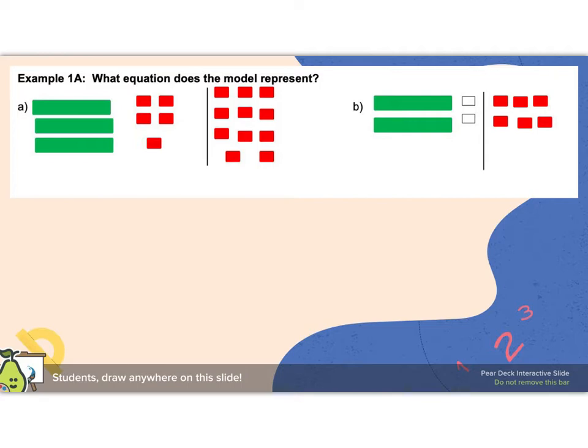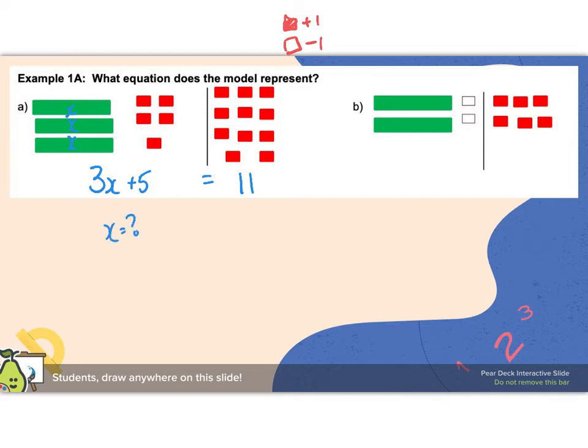So if I take a look here, we have two models. And once again, all of these green bars are my x's. Anything that is red is a positive. Anything that is empty, a white tile, is a -1. So +1, -1. So in this first equation on the left, we have 3x plus 5 equals 11.